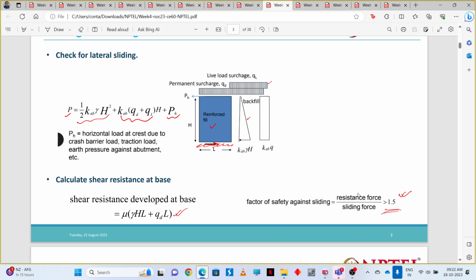From where does this resistance force come? The resistance force actually comes from the frictional resistance developed at the base of this reinforced fill. And the sliding force actually comes from the lateral earth pressure and this horizontal barrier load. So all these we know, which loads to take when, and from that we can determine the factor of safety. So this is the disturbing force and this is the resisting force here. In the resisting force, we do not consider the surcharge from the live loads.